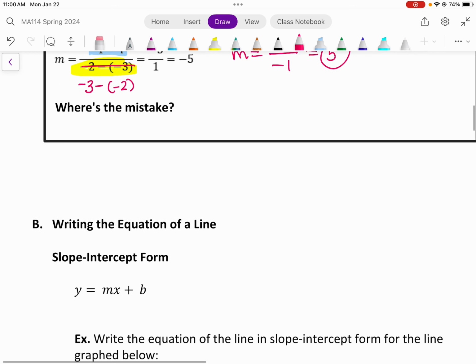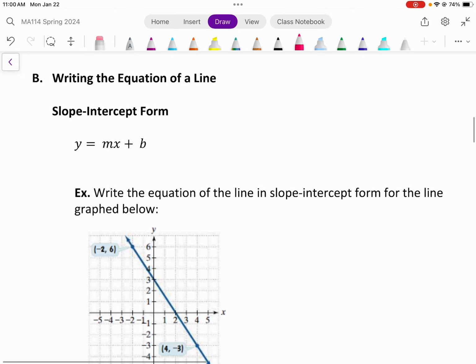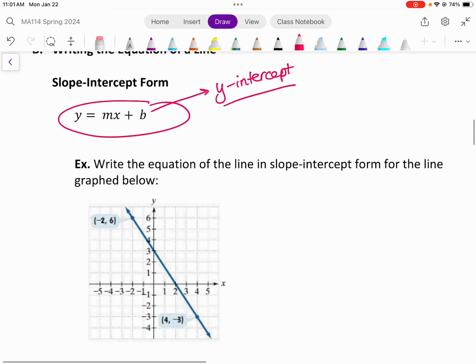All right, writing the equation of a line. This next topic is also something you would have done in Algebra 1. We have slope-intercept form. M is the slope, we already talked about that. B is the y-intercept. Where does the line cross the y-axis?